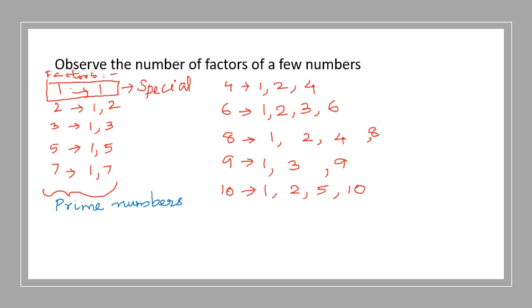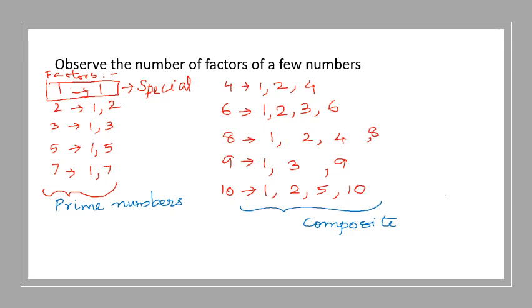Okay children. Now when you take this side, you have 1, 2, 3, 6, there are many. These numbers where they have more than two factors, we call them composite numbers. They are known as composite numbers. So the thing is, prime numbers have 1 and the number itself as factors, whereas in composite numbers there are more than two factors. Okay.